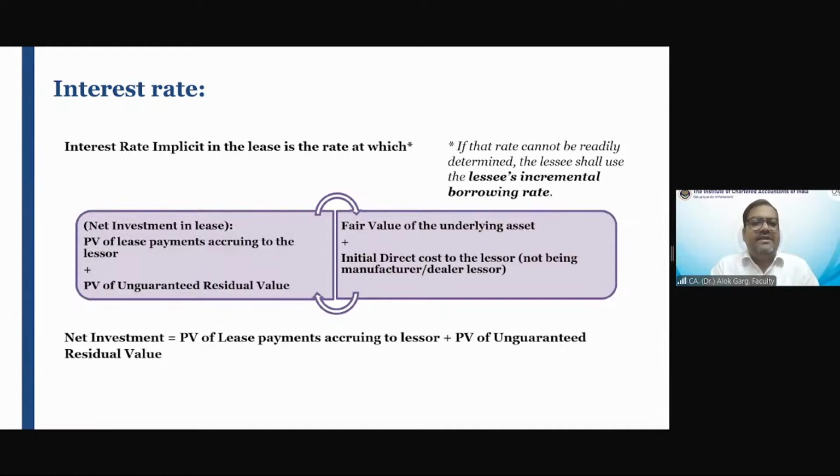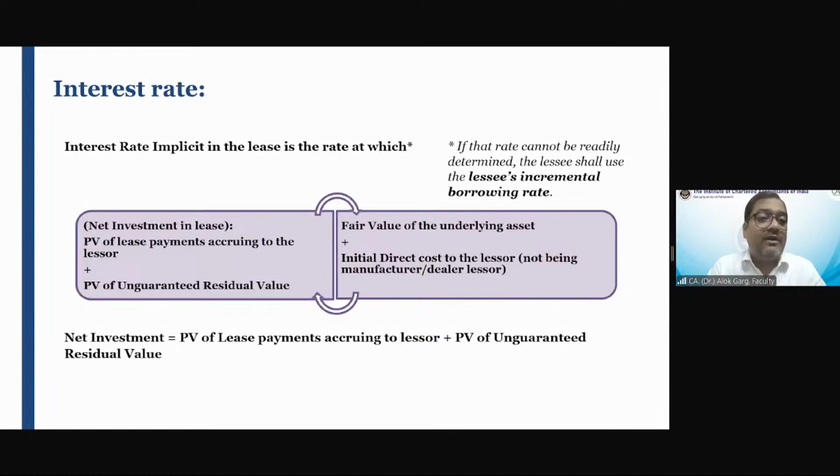What is interest rate implicit in the lease? It's a lessor, what? Lessor IRR, lessor internal rate of return. Sir, if lessor internal rate of return is not known, then you need to consider incremental borrowing rate of the lessee. Generally, how will you come to know that what your lessor is earning? No one will tell you that, okay, I am earning 10%, I am earning 15%. No one will tell you. So generally the companies are applying lessee's incremental borrowing rate. Okay. So the first option is lessor IRR. The second option is lessee's IBR.